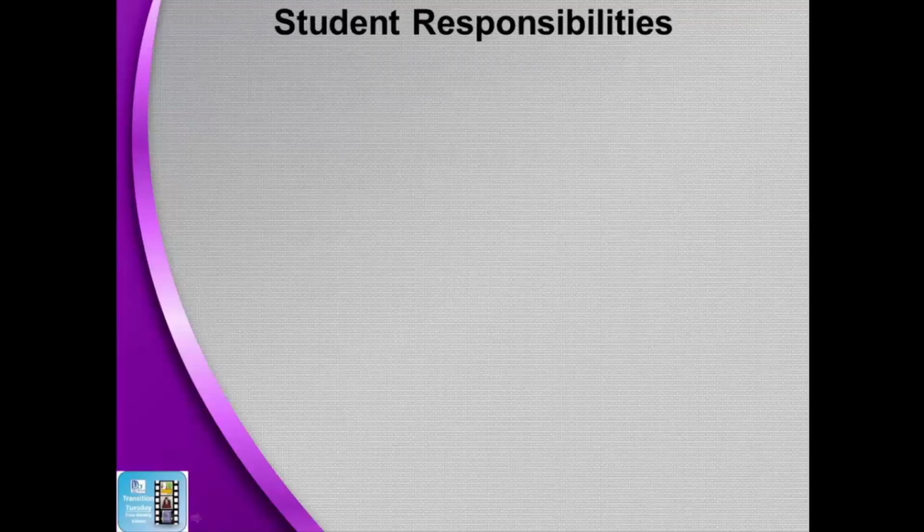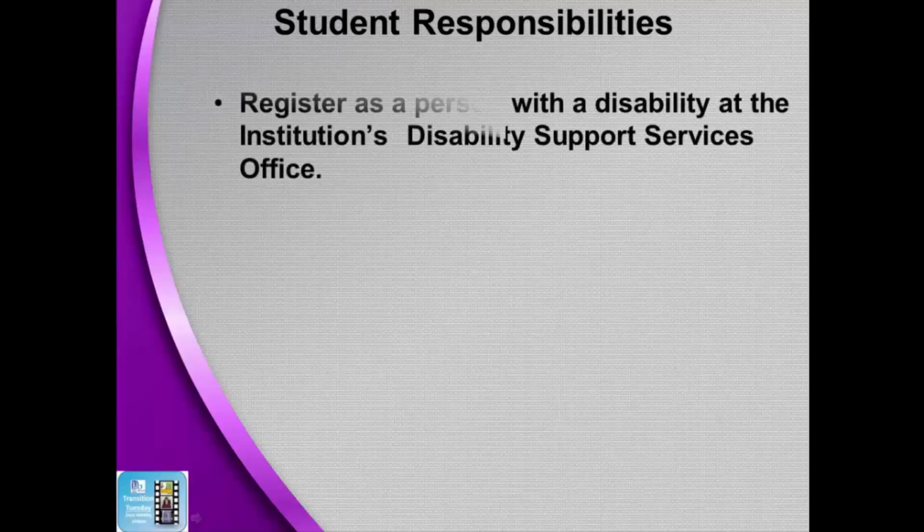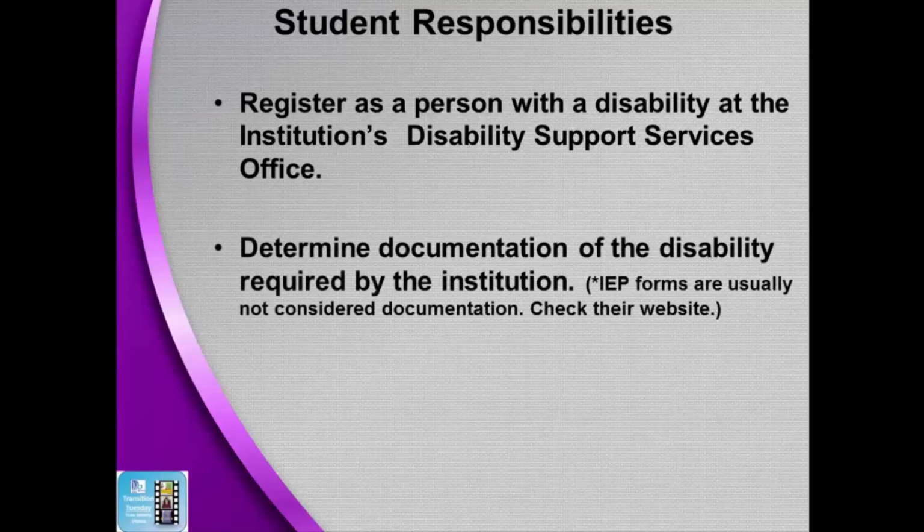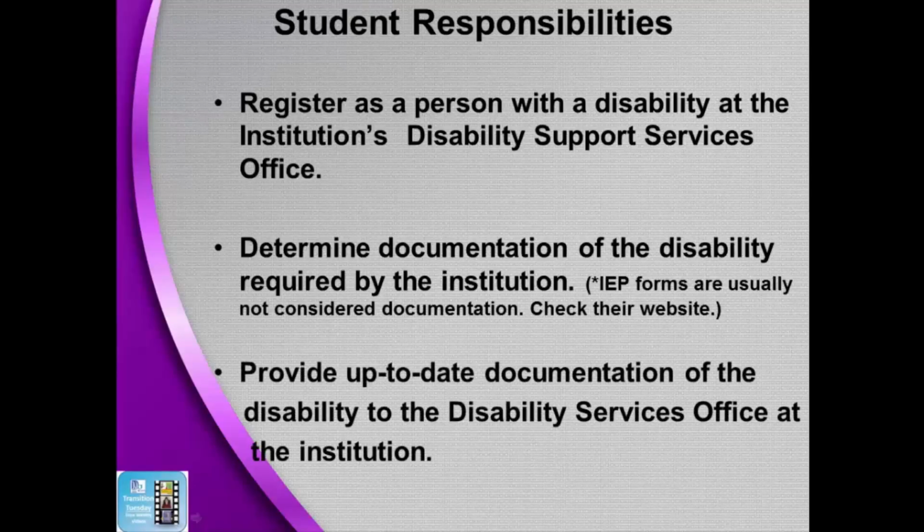In order to receive accommodations or modifications under ADA or Section 504, the student's responsibilities are to register as a person with a disability at the institution's Disability Support Services Office. The student also needs to determine documentation of the disability required by the institution. Many times, just the IEP forms are not considered documentation, so the student needs to check the institution's website on what documentation is required. Then the student must provide up-to-date documentation of the disability to the Disability Services Office at the institution.